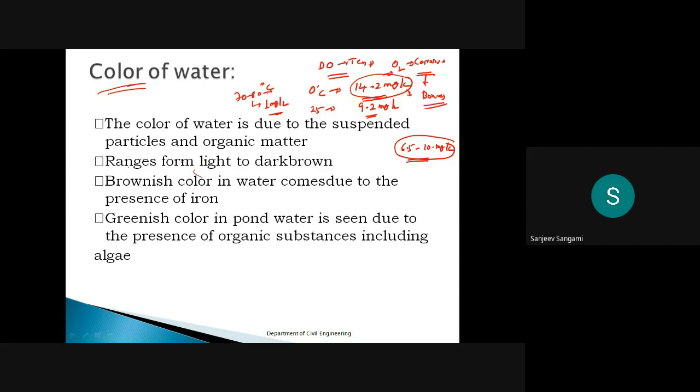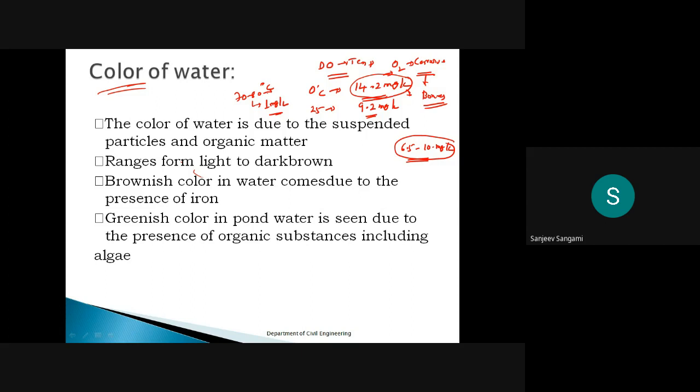Then come back to the color of water. The color of the water is also a very important parameter. The water should be colorless. That is the first point. Whichever things we are discussing, water should be colorless. If the water is colored, something is there in it. We are not supposed to drink it. That's the main indication.